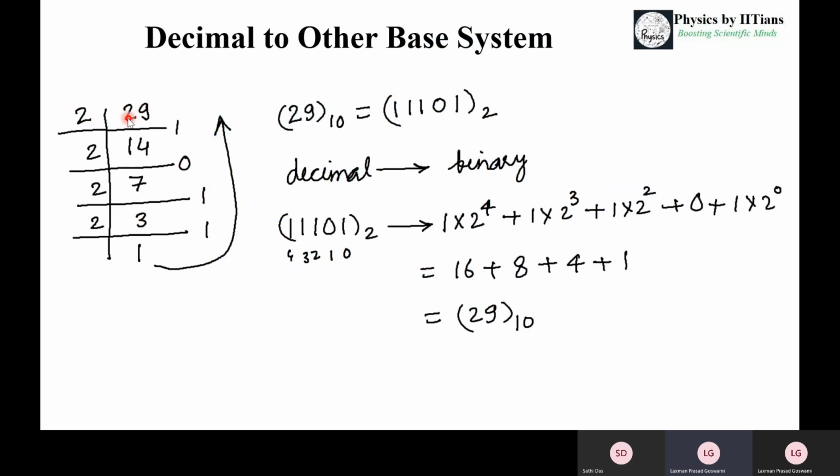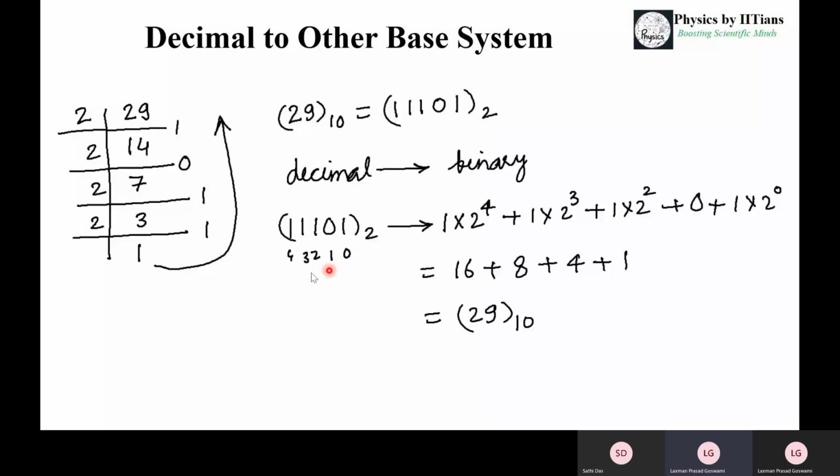So this sequence from bottom to top will give us the equivalent number system. So this 11101 will be the binary equivalent, or the base 2 equivalent, of the decimal number 29. So 29 in decimal is equivalent to 11101 in the binary system. We can recheck by using our previous procedure, to see what this 11101 represents in decimal.